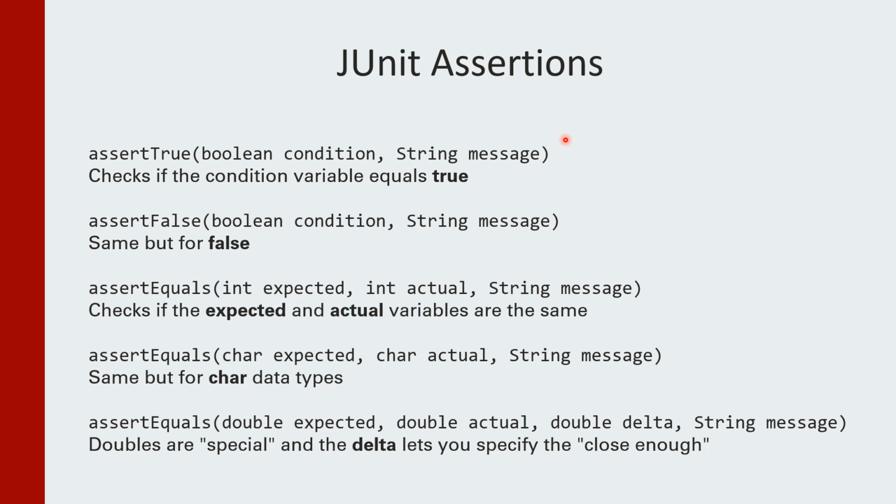Other things that you could have in JUnit are to just see if a condition is true and print out a message if it's true. Same for false. You can do assertEquals for int and char, which will be exactly equal. So depending on what the input and output types of your methods are, you may want to use these different kinds of assertions.